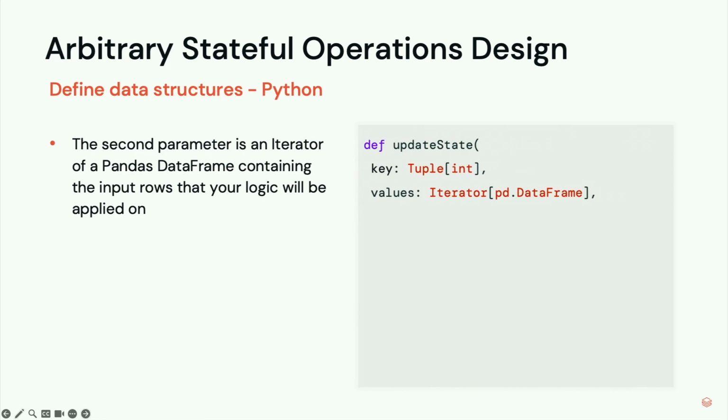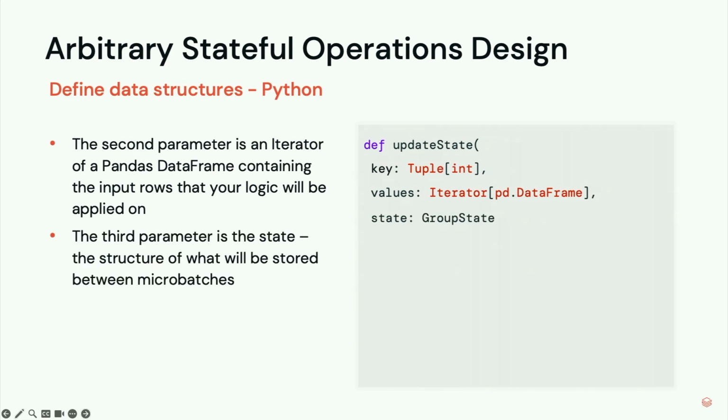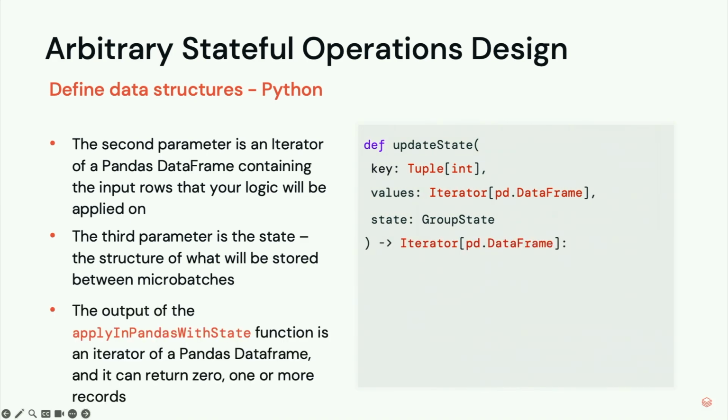And then that second parameter, the type looks a little different than it did in Scala. It's going to be an iterator of pandas data frame. The third parameter is, of course, the group state. And in true Python fashion, we're not providing a type there. It is passed into the function, however. And then we are returning an iterator of pandas data frame. Just like in Scala, you can pass out 0, 1, or more rows with each execution.